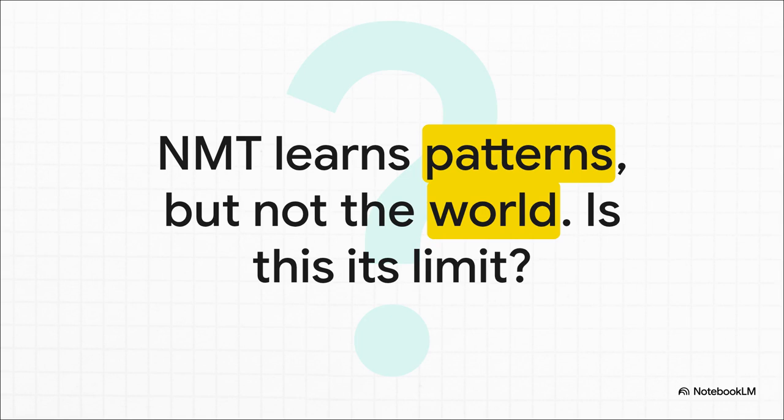And that really gets to the heart of it all, doesn't it? Neural machine translation has become this incredible pattern-matching machine. It can learn the relationships between words on a scale we can barely imagine, but it does all of this without any real understanding of the world. It doesn't know what a riverbank is versus a financial bank, it just knows the patterns of the words. So the big question we're left with is, will that always be its limit?